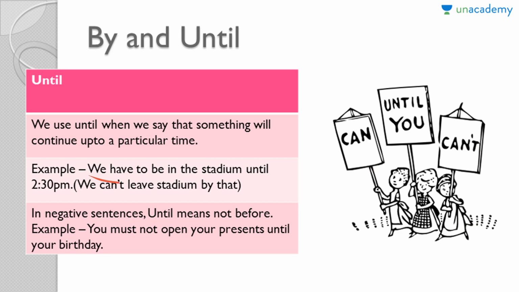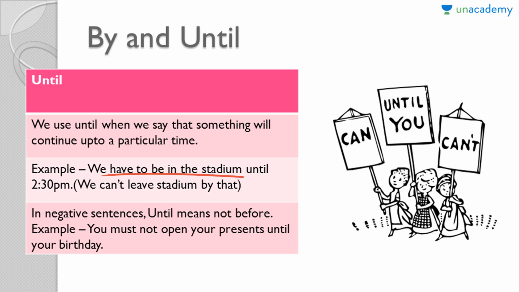Let's see another example. We have to be in the stadium until 2:30 p.m. Here it's very interesting to note that there emerges a sharp contrast between the meanings that these two words, by and until, convey. By, on one hand, conveys the meaning that you have to be here, you have to reach here by this time. This is the time by which you should be here.